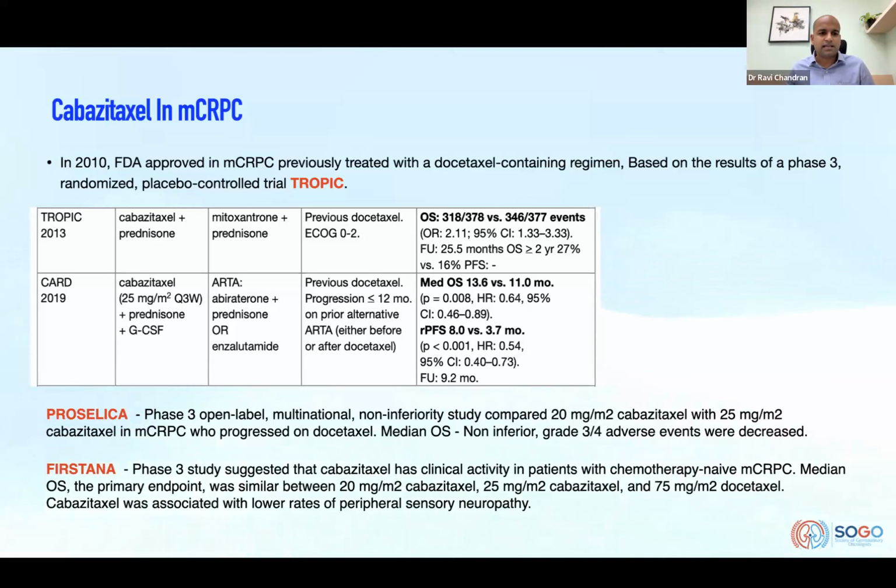The other trial is Firstana, which is a phase 3 study looking at the activity of cabazitaxel in a chemotherapy-naive metastatic CRPC setting. As you can see, both TROPIC and CARD are in a previous docetaxel setup, whereas the Firstana study is in a chemotherapy-naive setting. The median OS between cabazitaxel and docetaxel did not make much of a difference.